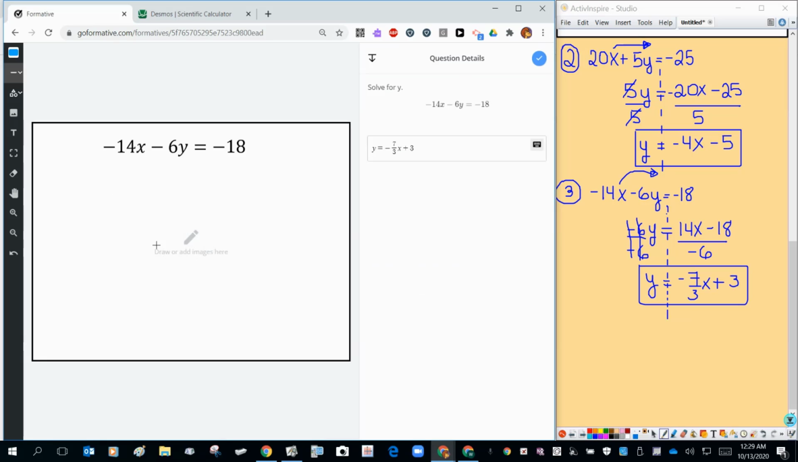So let's go ahead and proceed and write our answer. All you have to do is press T and copy. So we're going to write negative 6y equals 14x minus 18. Press enter, dividing by negative 6 on both sides. Press enter again. y equals then negative 7x plus 3.